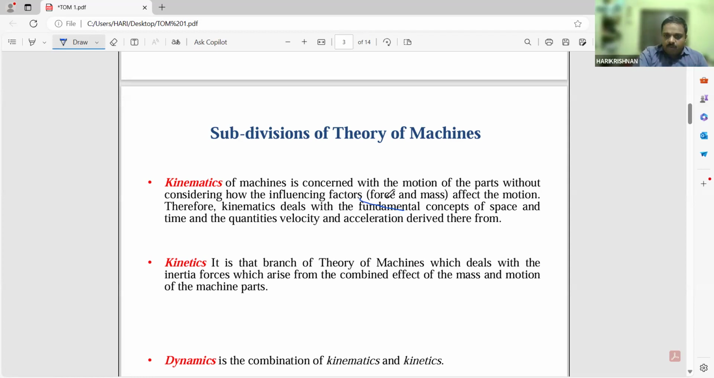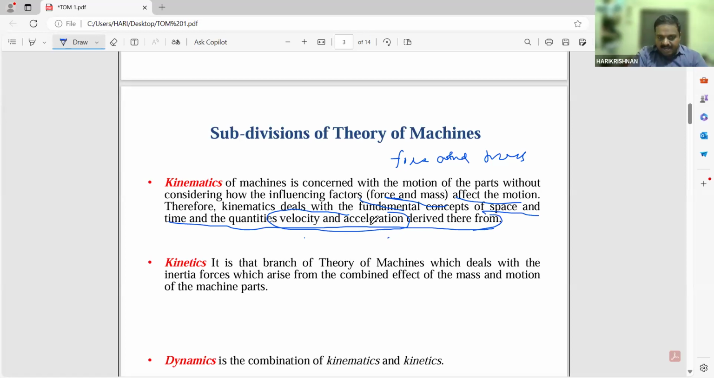Kinematics of machines is concerned with the motion of parts without considering the influencing factors such as force and mass that affect the motion. Kinematics deals with the fundamental concepts of space, time, and the quantities velocity and acceleration derived from them. They will not be dealing with influencing factors such as force and mass. Without considering influencing factors, they consider velocity, acceleration, time, etc.